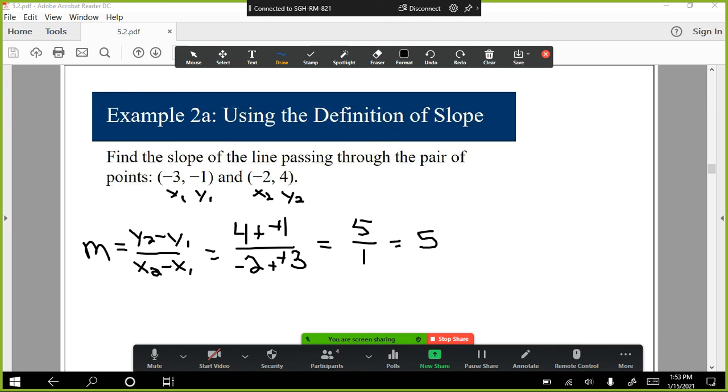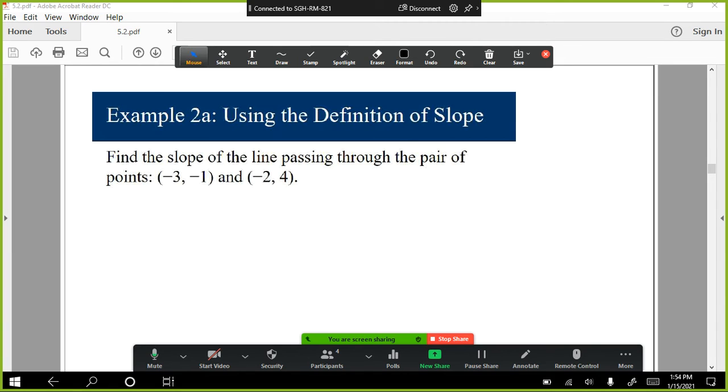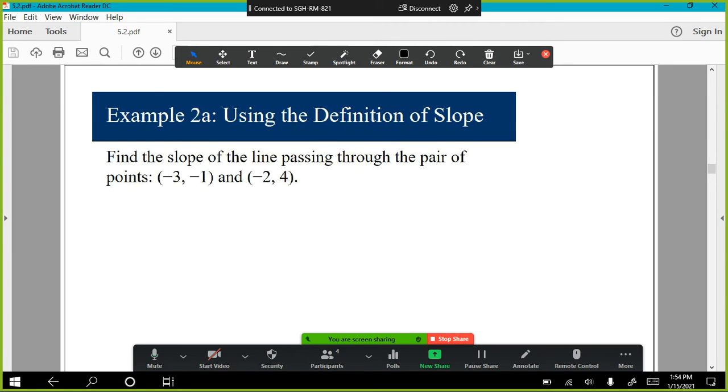All right? So slope is just a matter of subtracting 2 numbers and simplifying a fraction, which those calculators will do that stuff for you.